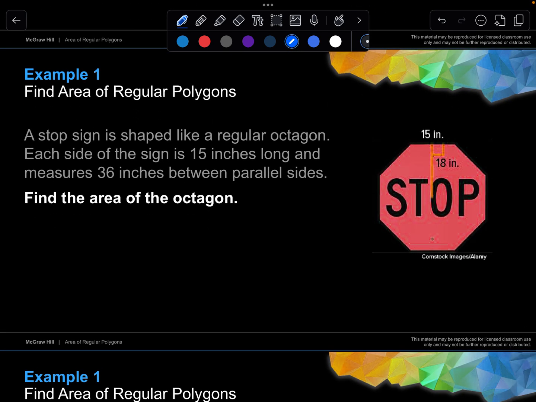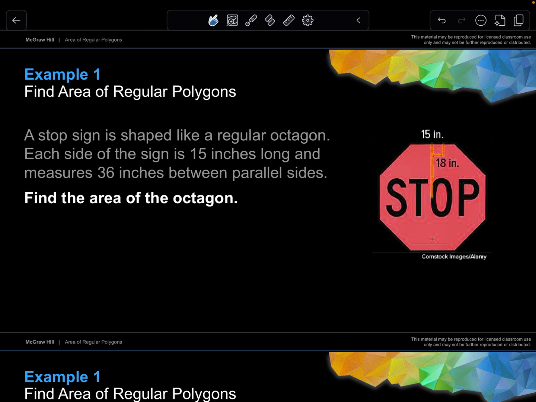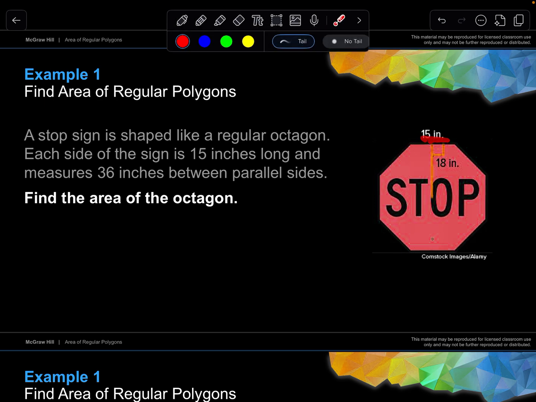Now let's take a look at example 1. This is on page 464 of your textbook. A stop sign is shaped like a regular octagon. Each side of the sign is 15 inches long. As you can see from here, each side is 15 inches long and measures 36 inches between parallel sides. So if these are your parallel sides, the total distance is 36 inches, right?